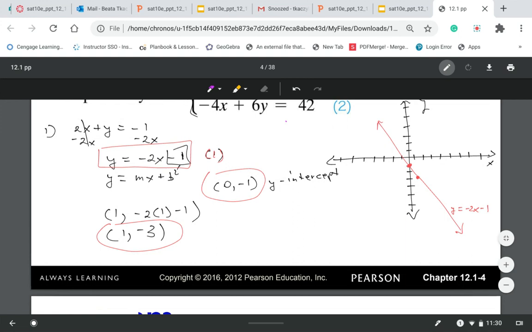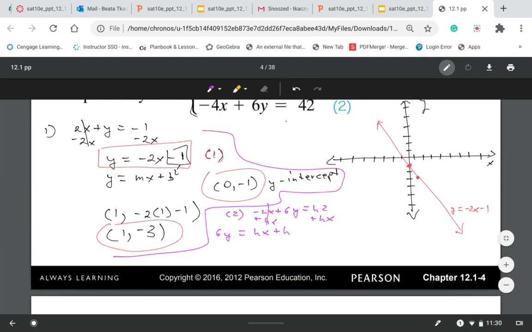Let me see if I will have a space. So equation 2, we have -4x plus 6y equal 42. Solve this equation for y, so I'm adding 4x to both sides. So we're having 6y equal 4x plus 42. Divide each by 6.